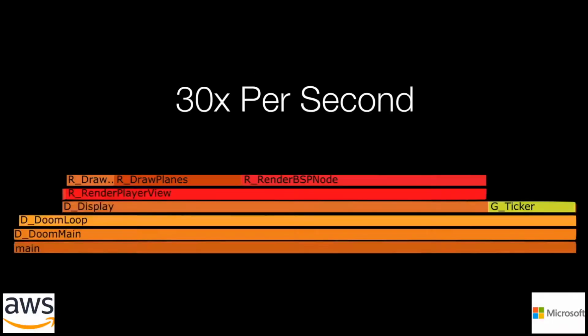Now, if you've never used flame graphs before, I'd very much recommend this for any type of code profiling that you want to do. But notice how with the main loop down at the bottom and Doom main that we saw before, it calls display and then render player view and then draw planes and then render BSP node. And it does this 30 times a second. This is why Doom's frame rate is fixed at 30 times per second.